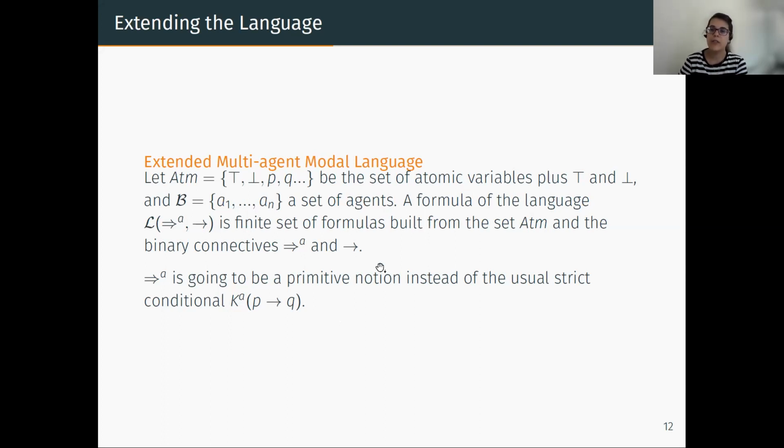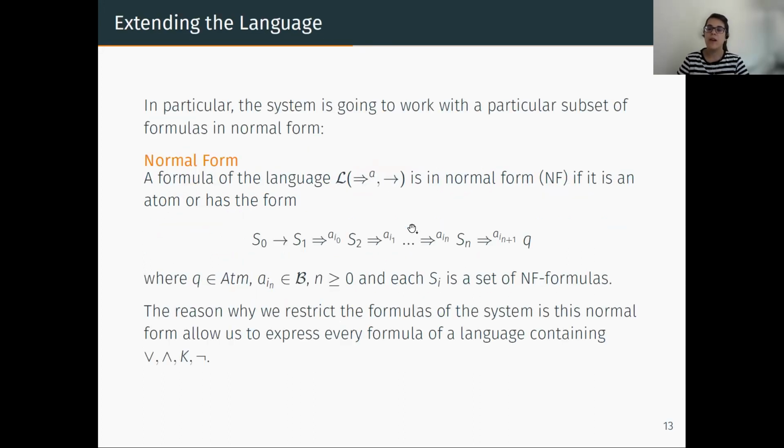So why are we talking about a formula being a finite set of formulas? Because that is the way we are going to interpret conjunction. And because I want to apply this as naturally as I can to an epistemic modal setting, I'm trying to have in my language our usual connectives, of course.